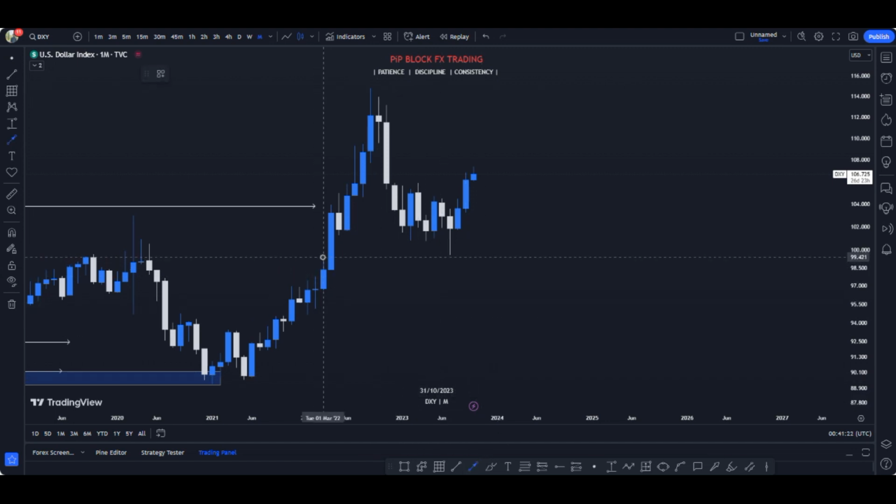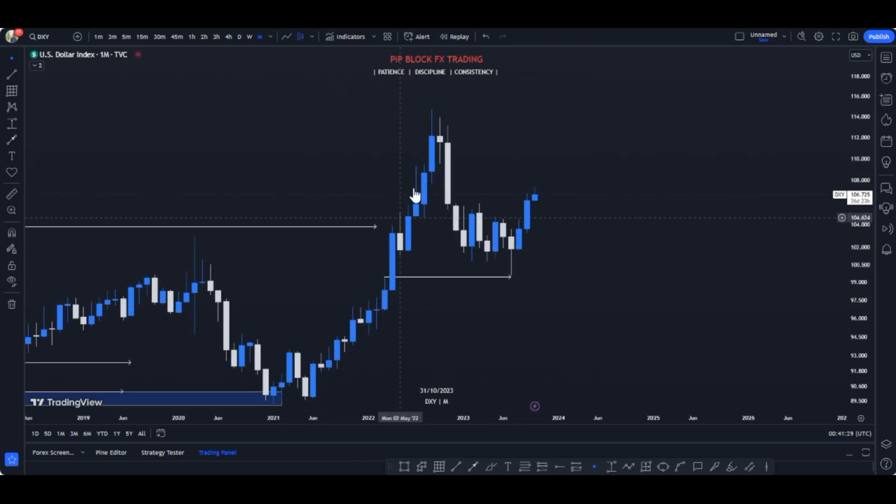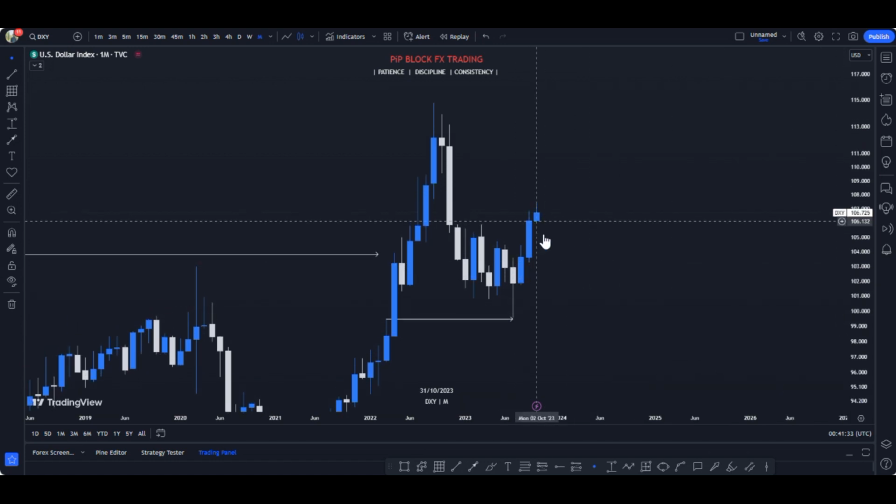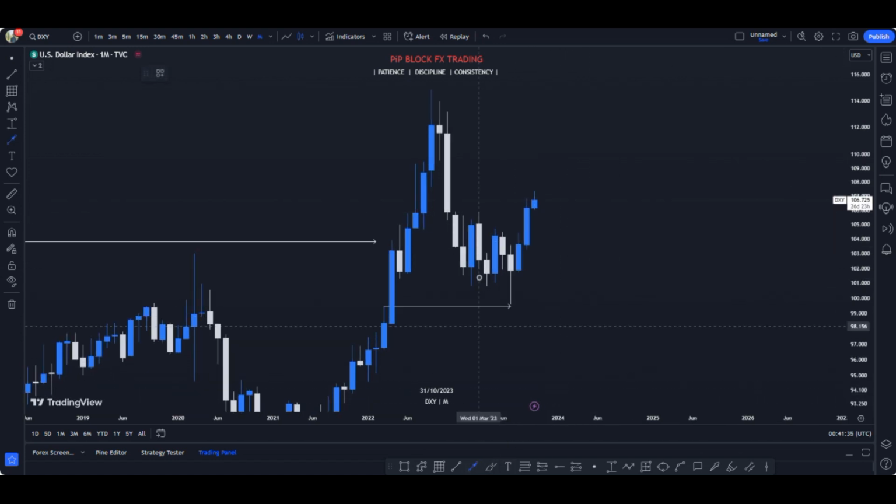So once price traded into the imbalance we had right here, what did we do? We had a move to the upside, since we are very, very bullish. Once again, we've had that particular move to the upside, and then where is our next imbalance? This is our next imbalance. So probably this is the imbalance we are going to be expecting price to trade into.